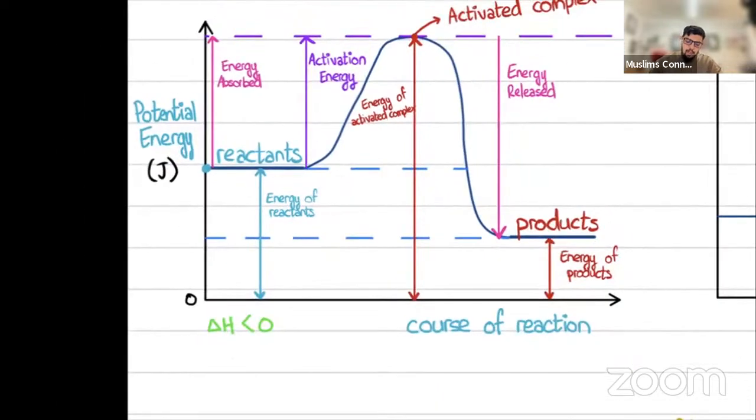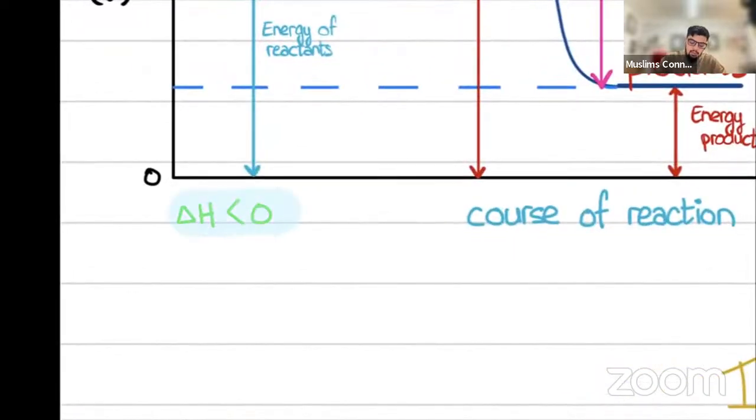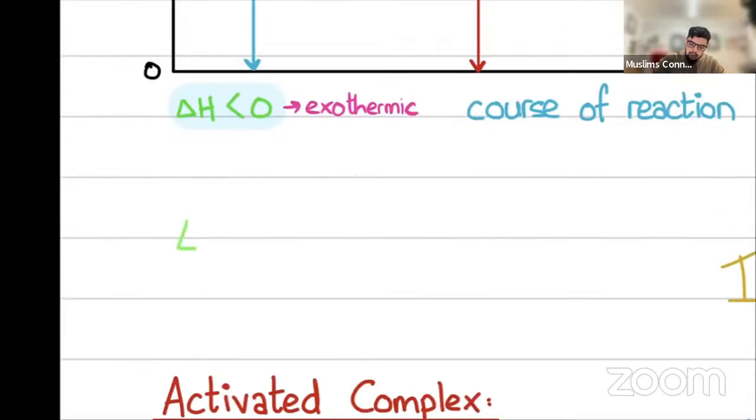One more thing that we need to discuss is delta H. Now, in this case, delta H is less than 0. This is always the case for exothermic reactions. How do we obtain that negative? Simply because delta H, and we'll discuss what delta H is in a second, is calculated by taking the energy of the products and subtracting the energy of the reactants from it.